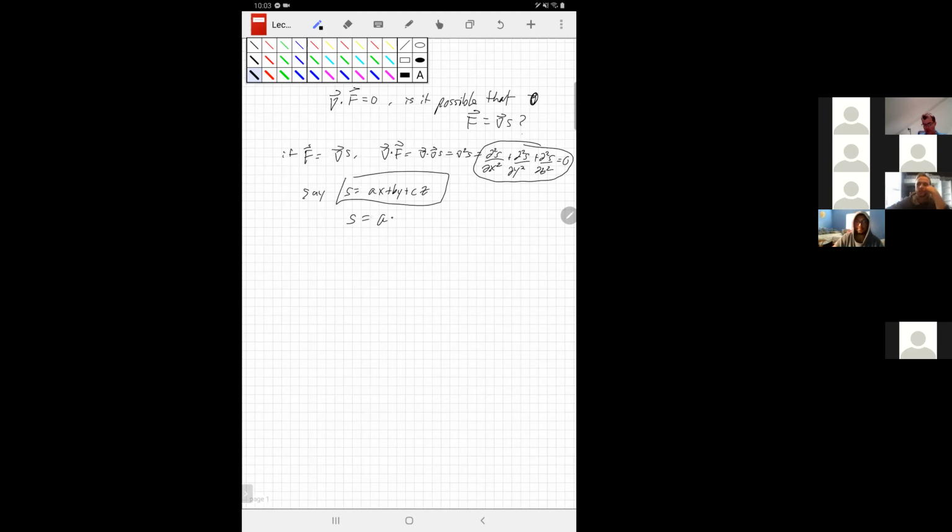S equals a constant times xyz. Take any of the 3 second derivatives, and they're all 0. You add them up, you get 0. Here's another solution. S equals e to the ky minus iz, because the second derivative of s with respect to y is k squared s, the second derivative of s with respect to z is minus k squared s, and the second derivative with respect to x is 0.